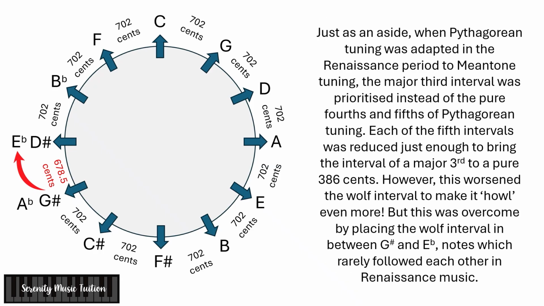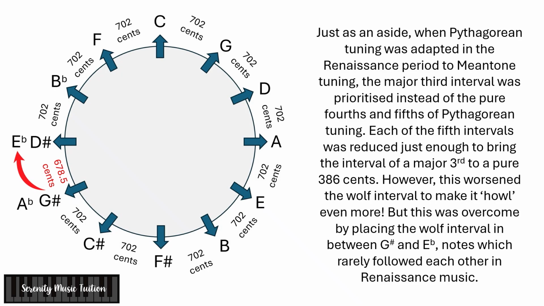Just as an aside, when Pythagorean tuning was adapted in the Renaissance period to mean tone tuning, the major third interval was prioritised instead of the pure fourths and fifths of Pythagorean tuning. Each of the fifth intervals was reduced just enough to bring the interval of a major third to a pure 386 cents. However, this worsened the wolf interval to make it howl even more. But this was overcome by placing the wolf interval in between G sharp and E flat, notes which rarely followed each other in Renaissance music.